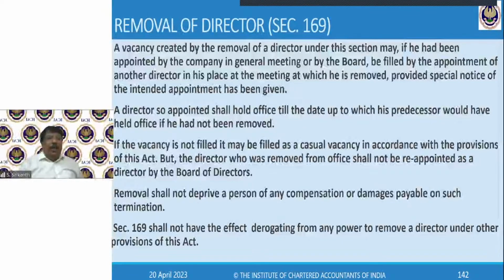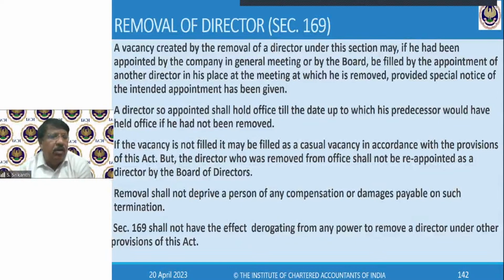Removal shall not deprive a person of any compensation or damages. Merely removal. Later on, you will see in oppression and mismanagement, or managerial remuneration, in certain circumstances he will not be entitled to compensation. If those circumstances are not there, then mere removal shall not deprive a person of compensation. He is entitled to be paid compensation. See, suppose he is appointed for 5 years, you are removing him after 2 years, he is eligible for compensation. The fact that he is removed will not deprive him.